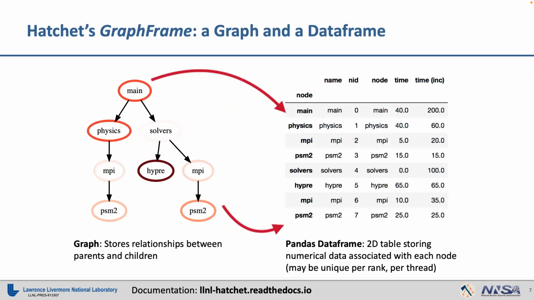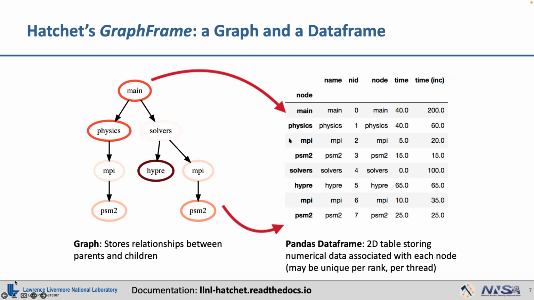So at Hatchet's core, our data structure is called a graph frame. And our graph frame consists of two components, a graph here on the left, which is storing the relationships of the parents and the children. And then the other data structure that we have is a data frame that goes along with that.